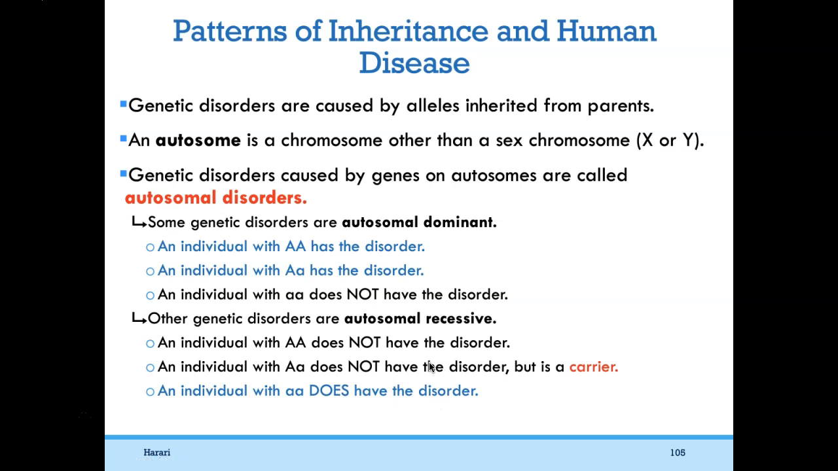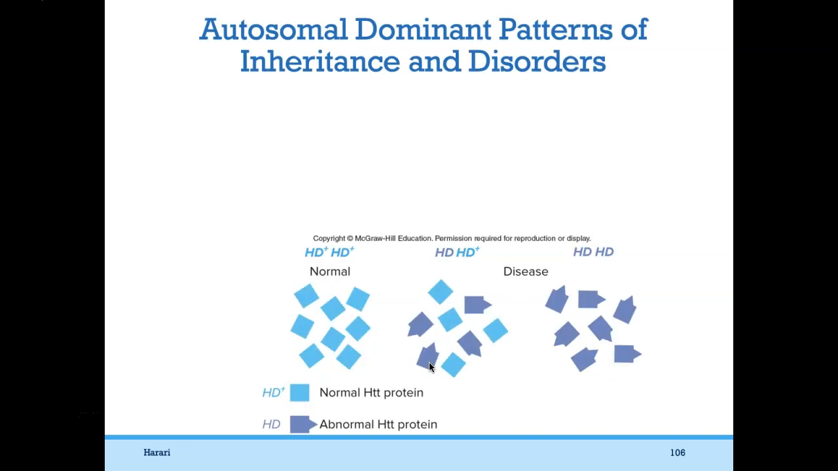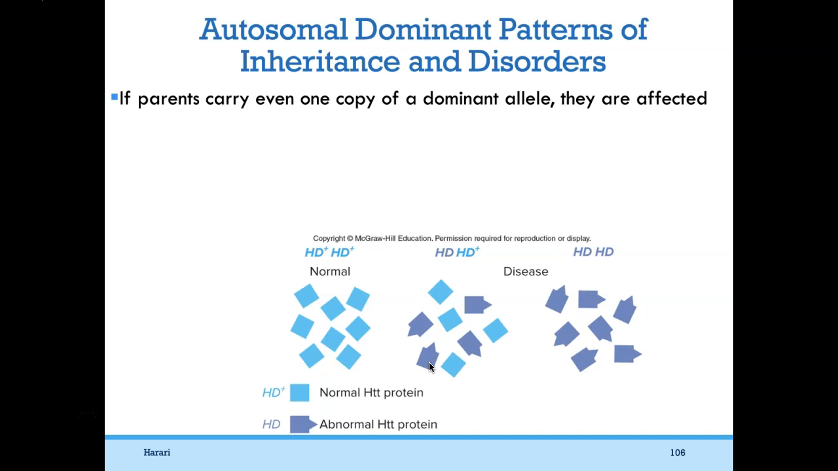So we said genetic disorders could be either on an autosome or a sex chromosome. We're only talking about autosomes right now, and it could be autosomal dominant or autosomal recessive. Let's look at an autosomal dominant disease. You should know the example of Huntington's disease. And autosomal dominant patterns of inheritance say that if parents carry even one copy of the diseased allele, they are affected.